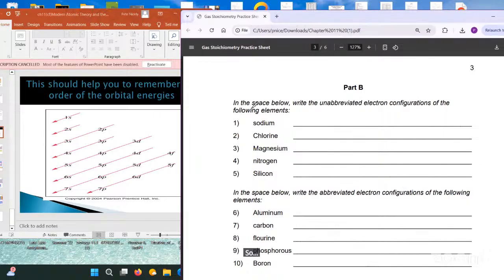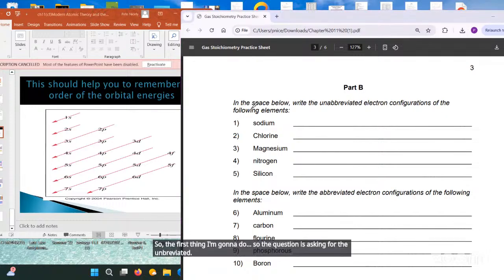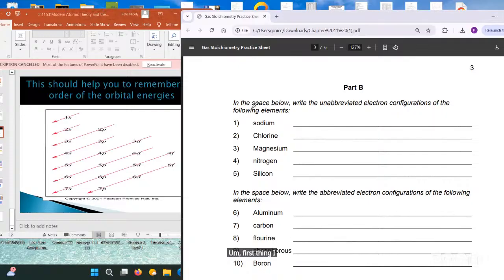So let's start off with sodium. The question is asking for the unabbreviated or the full electron configuration, right? Starting with sodium. First thing I'll do is look for the atomic number of sodium, which is 11, right? So we have 11 electrons to play with.